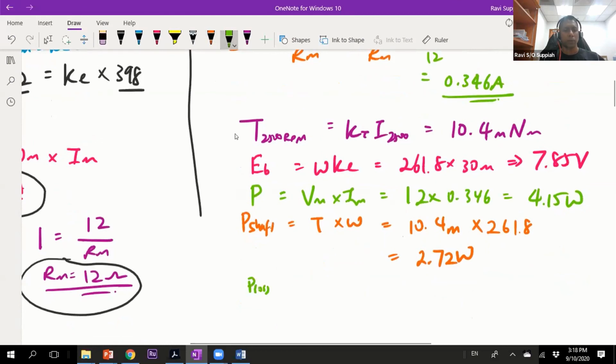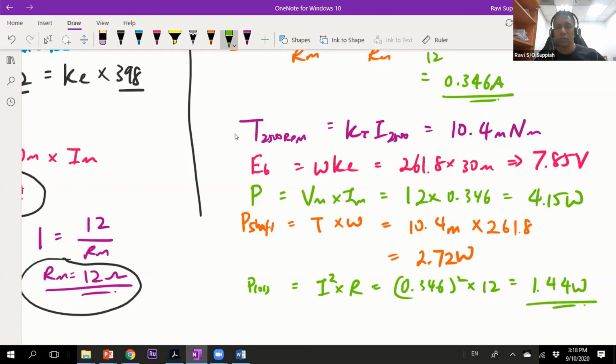And the last thing that you need to calculate here is your power loss. The power loss is basically the loss in the resistance, so you take I square times R. The current is 0.346, so 0.346 square multiplied by Rm, which is 12. So you'll get 1.44 watt.